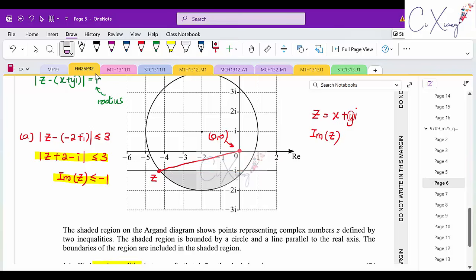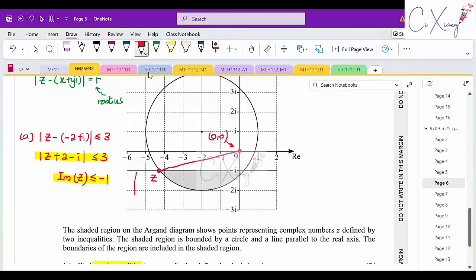Yeah, so you have to try to think about it by yourself. Let's say I try to figure out this one. I know that z is the intersection point for y equals -1 and also the circle, right? So we actually know how to find the intersection point between a circle and a line. Okay, so maybe you can try out this one.